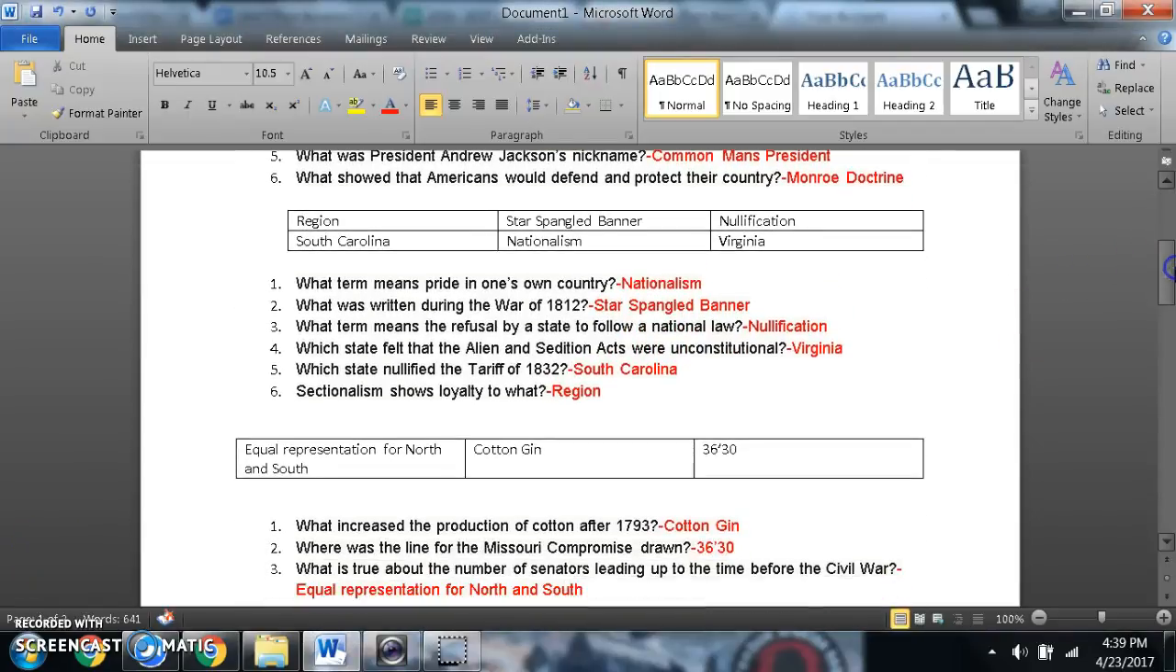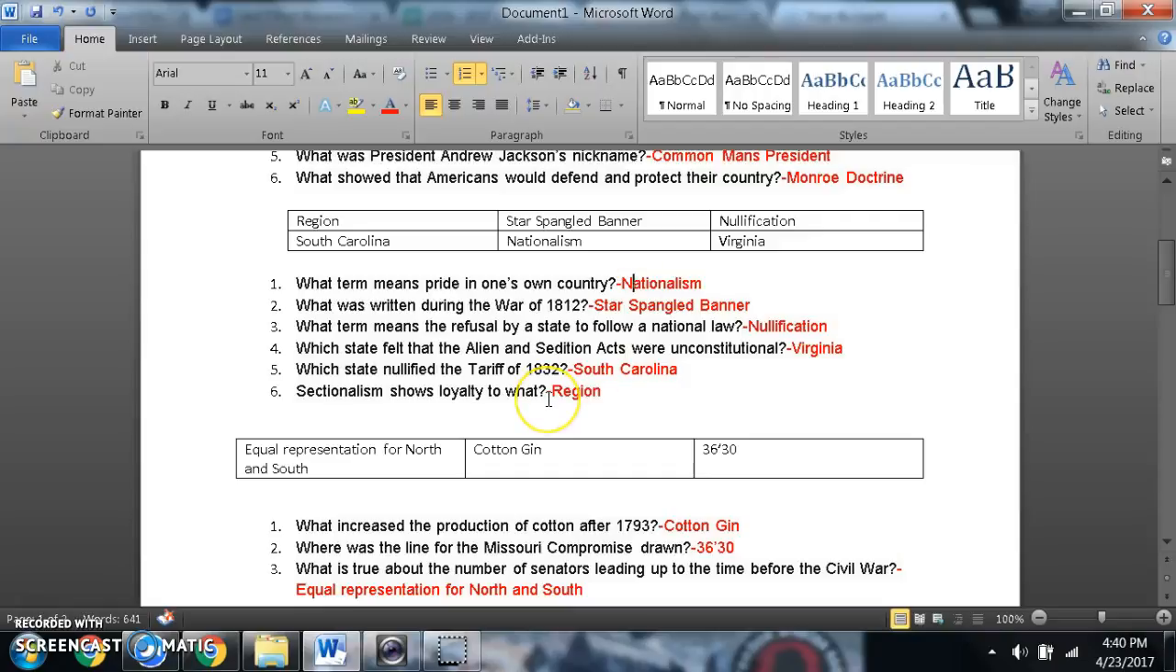All right, the next clump of questions. What term means pride in one's own country? And that is nationalism. And be very careful with nationalism and sectionalism. All right, sectionalism shows loyalty to one's region or section. Okay, so nationalism is, you could argue, on a larger scale.